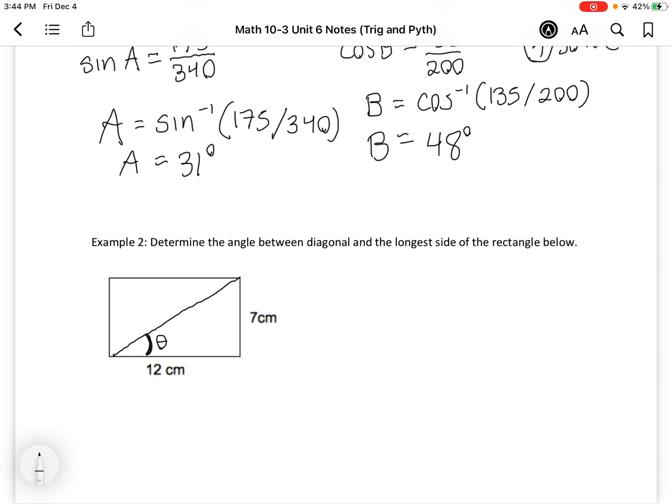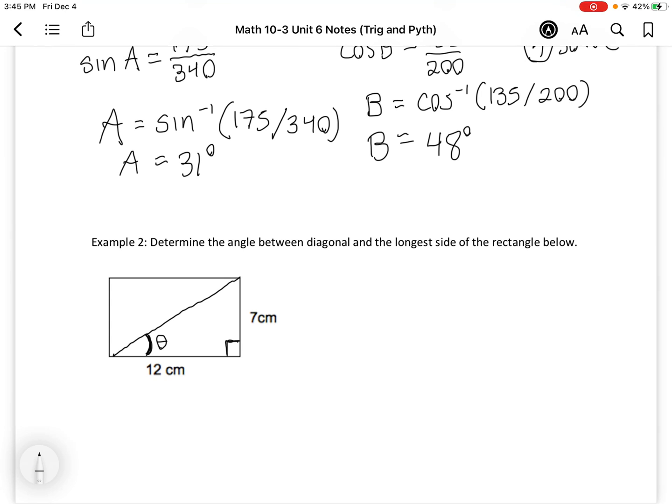Now we're told that this is a rectangle, so this has to be a right angle. Therefore, we can use trigonometry. Actually, I didn't mention this earlier, but I should reiterate because I did mention it the first time that we talked about this: these trig ratios only apply to right triangles. So the fact that we're told that it's a rectangle is important here.